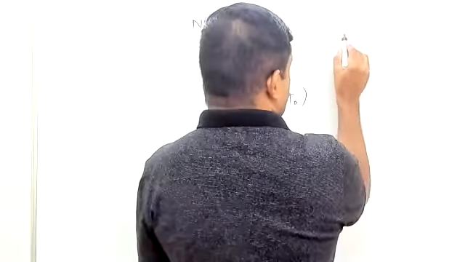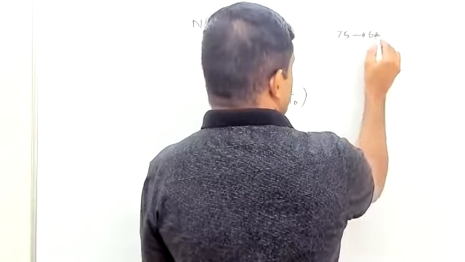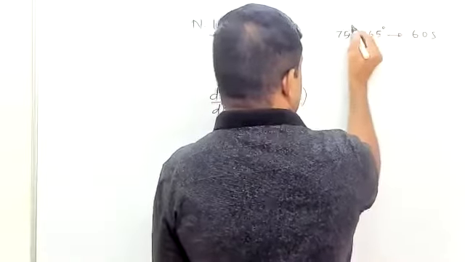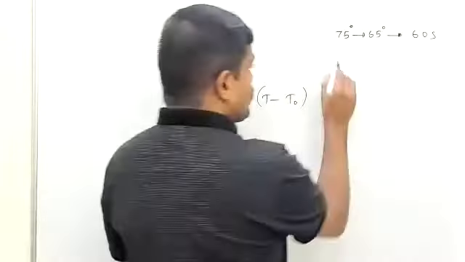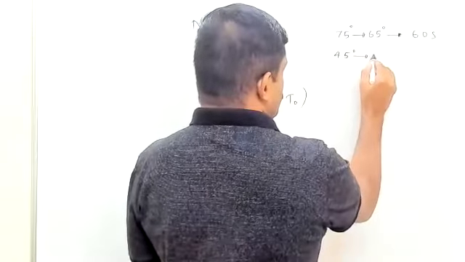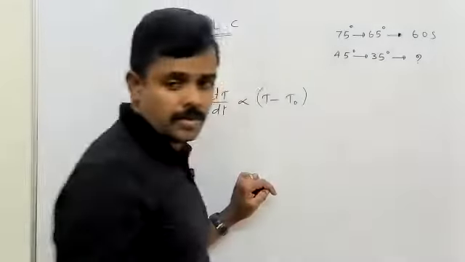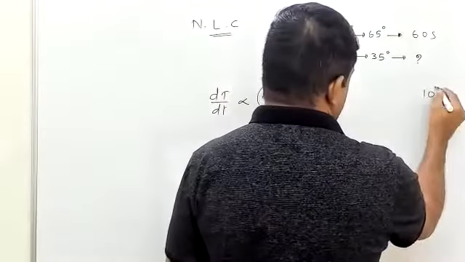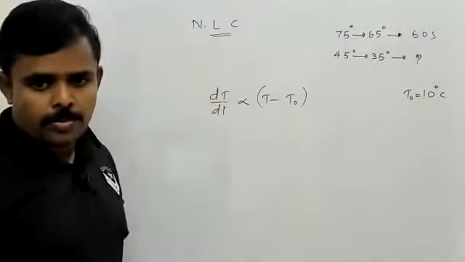Water cools down from 75 degrees Celsius to 65 degrees Celsius in 60 seconds. Okay. 75 to 65 in 60 seconds. Calculate the time required to cool down from 45 to 35. This is the question. Atmospheric temperature is given. Atmospheric temperature is 10 degrees Celsius. T0. Okay.